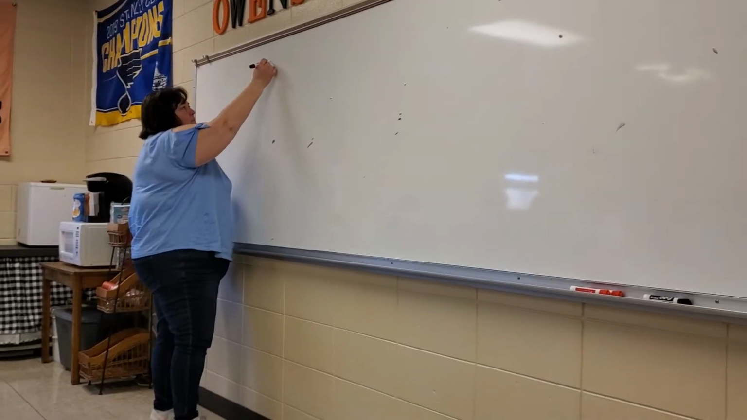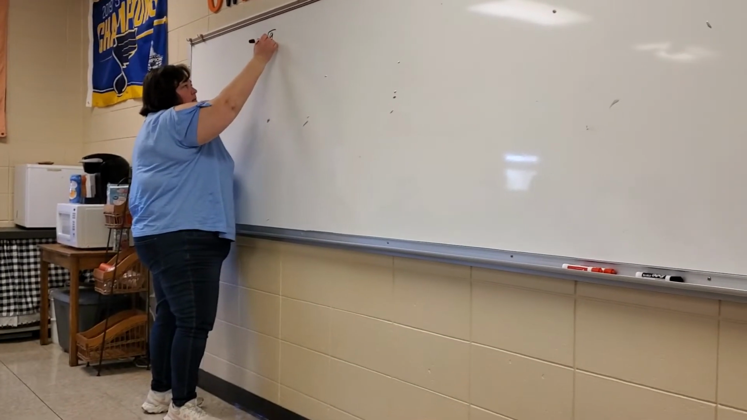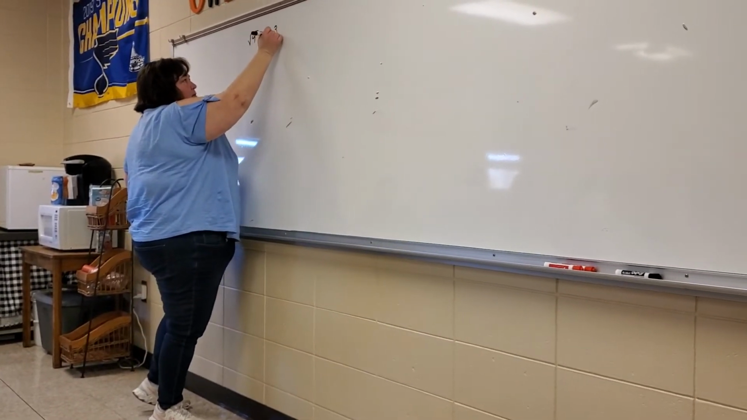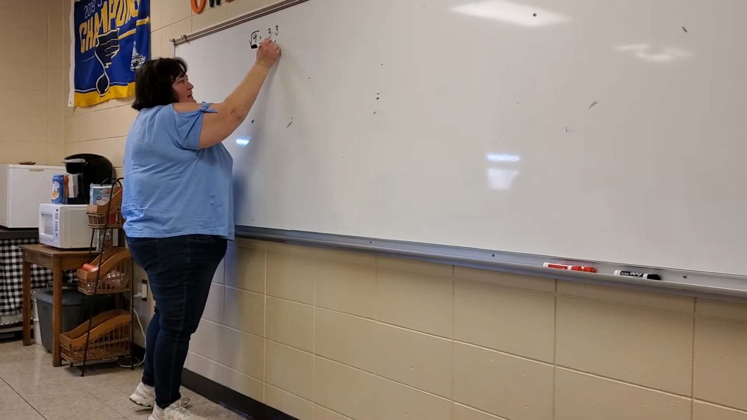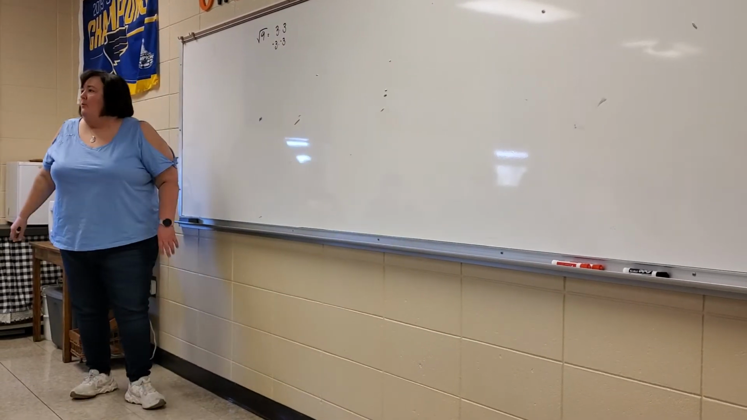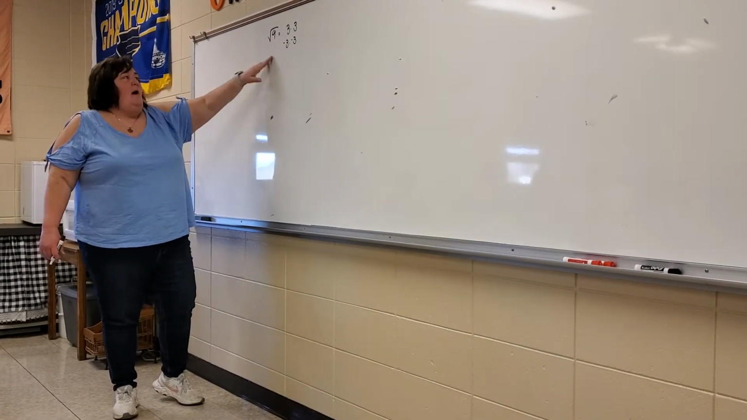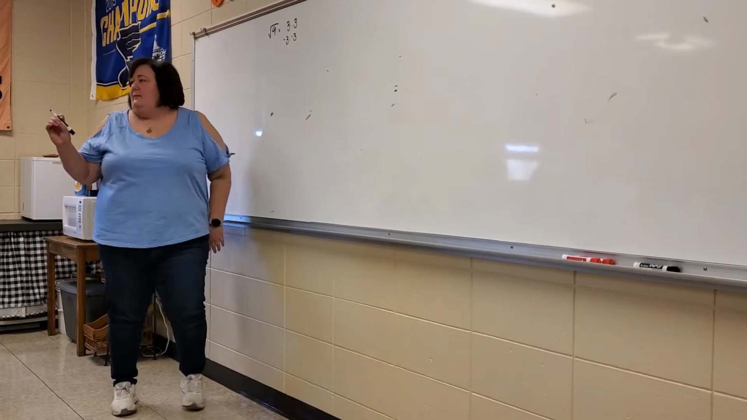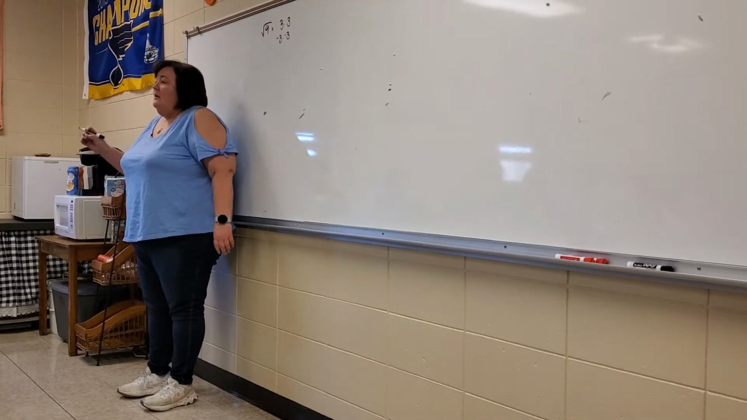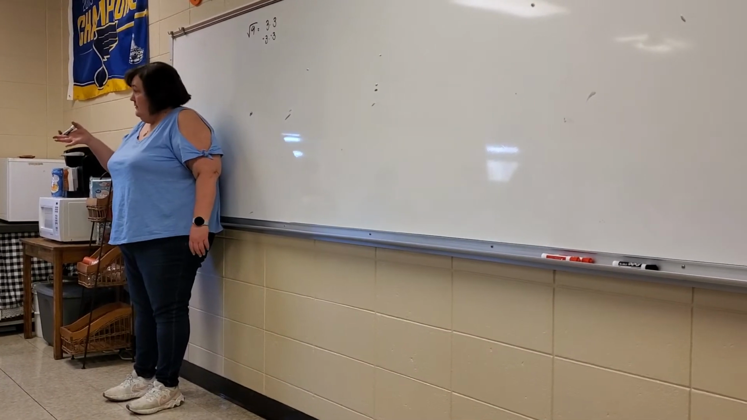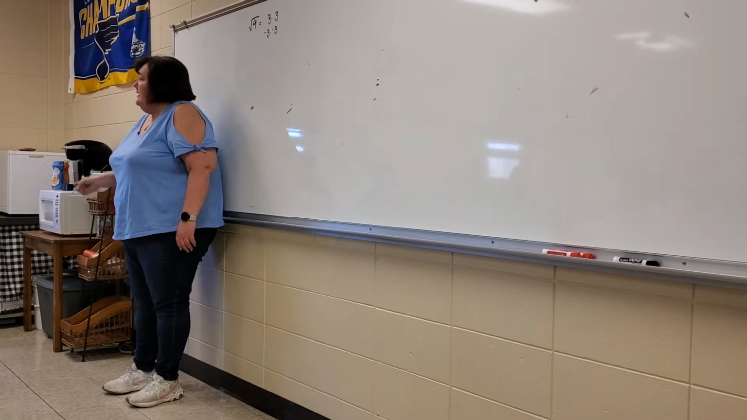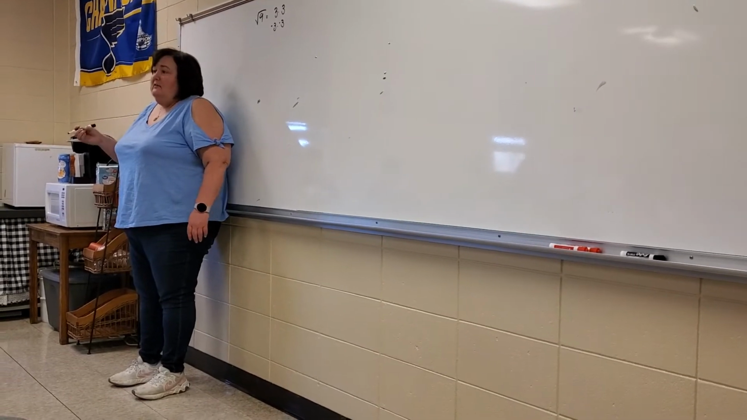Add the square root of 9. That could be 3 times 3, or it could be negative 3 times negative 3, right? What I'm trying to say is that when you square something, the answer is going to be positive. Absolute value, same thing. It's always going to be positive, right?